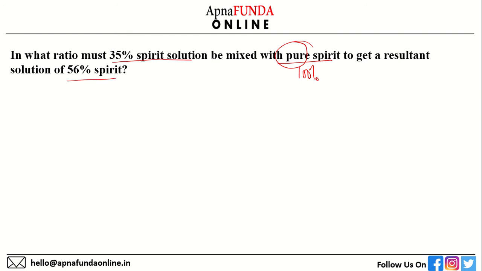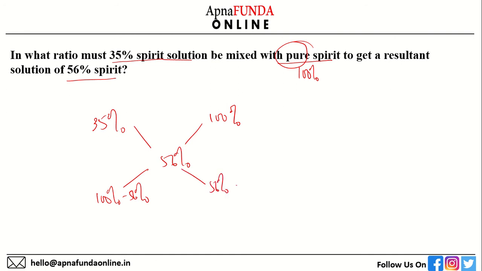Now, let's put the alligation formula. There is 35%, there is 100%. We need to be at 56%. So, let's solve this. This is 100% minus 56%. And this is 56% minus 35%. In case you're not able to follow this, watch the second video on averages, mixtures, and alligations, where we have spoken about mixtures and alligations, the formula, and how we derive the ratios and the final answer from such questions.